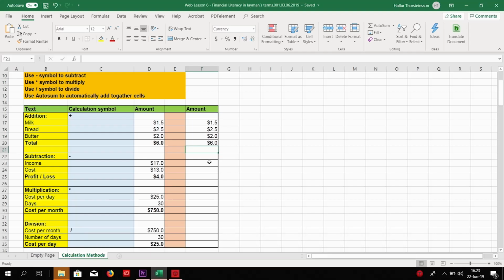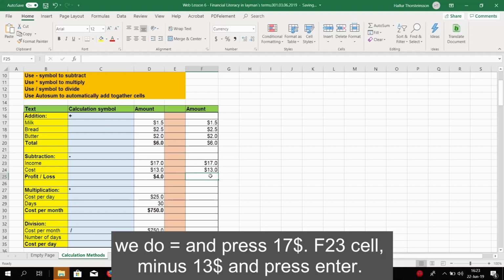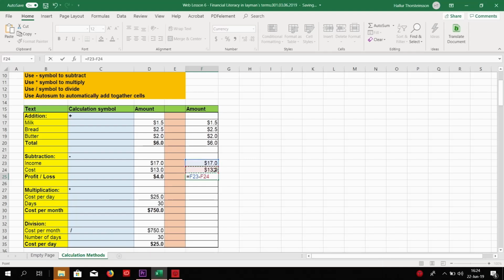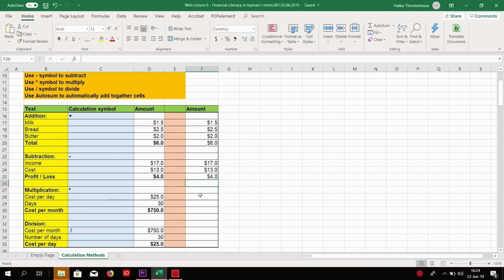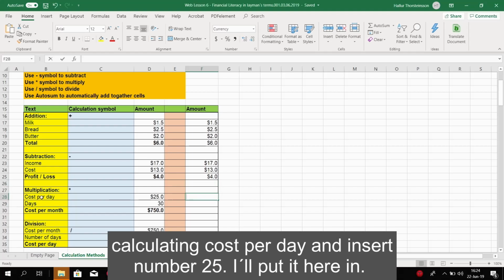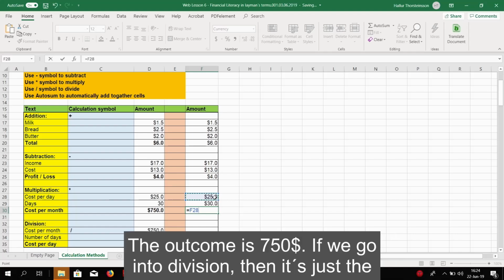Next up is subtraction. Here are $17, and we press enter on the keyboard. And the cost is 13, so we do equals and press 17 F23 cell minus $13 and press enter. Then we get $4. Next up is multiplication. In this example we are calculating cost per day and insert the number 25. I'll put it right here. Days are 30, press enter. Put here equals 25 times 30 and then press enter. The outcome is $750.